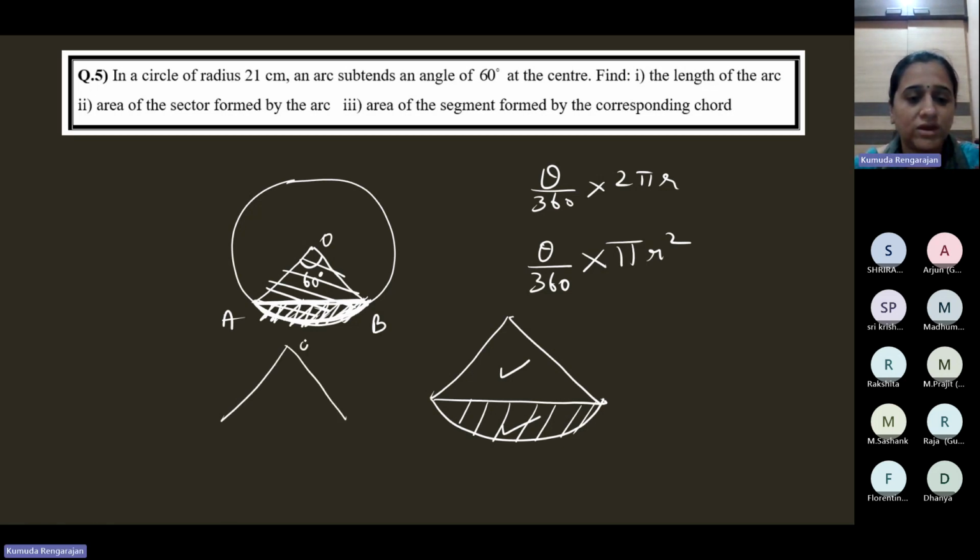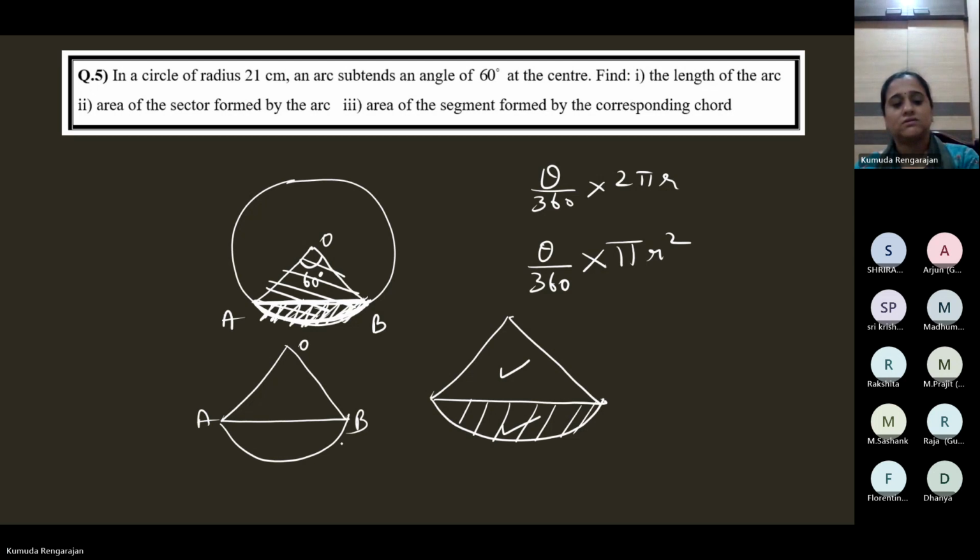So this is the sector OAB. This is the corresponding chord. So you can see a triangle OAB and the segment here. We need to find the area of the segment. So area of the segment is area of the sector minus the area of the triangle.